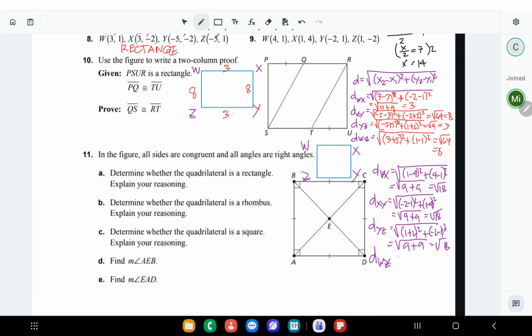WZ equals the square root of 4 minus 1 squared, plus 1 plus 2 squared. So this is the square root of 9 plus 9, square root of 18. So all the sides are equal, and this can be a square. How about a rhombus? Are the sides equal for a rhombus?